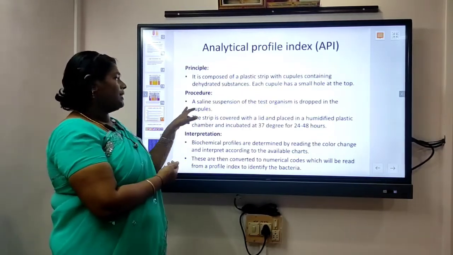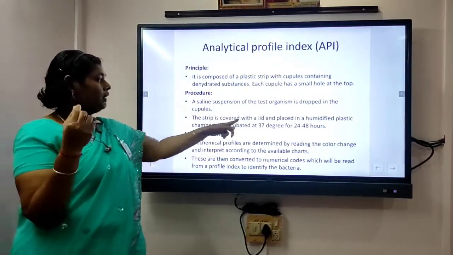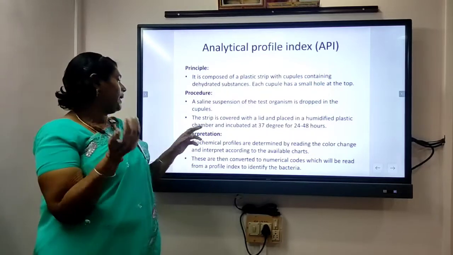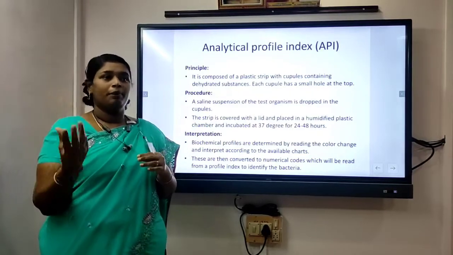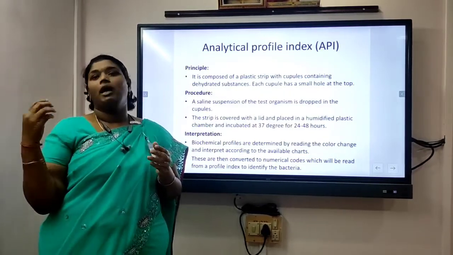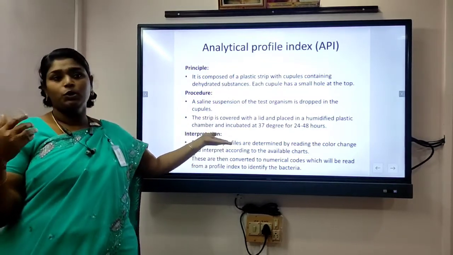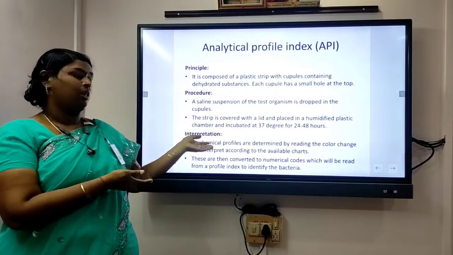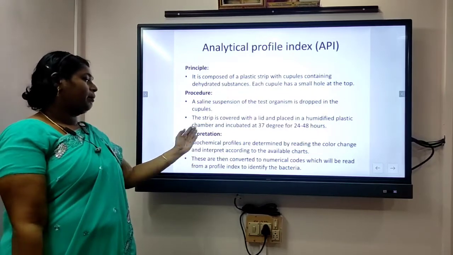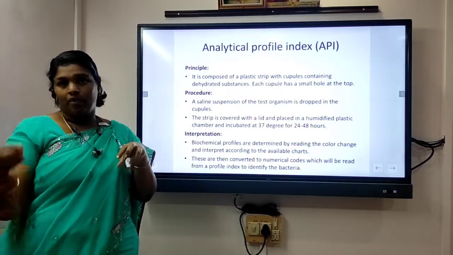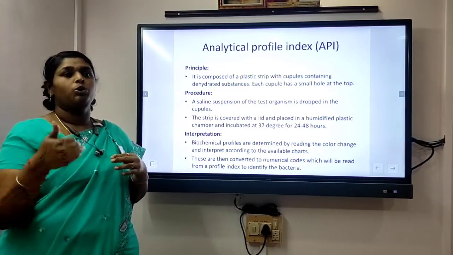So what is the procedure? A saline suspension of the test organism is dropped into the cupules, and then the strip is covered with a lid and placed in a humid plastic chamber. The same procedure followed in the manual method, where we prepare the medium in test tubes or other glassware, is used for inoculation as well as incubation. Same 37 degrees for 24 to 48 hours. After that, the biochemical is utilized by the organism. The test suspension we added in the cupules will convert the biochemical into a positive or negative reaction.